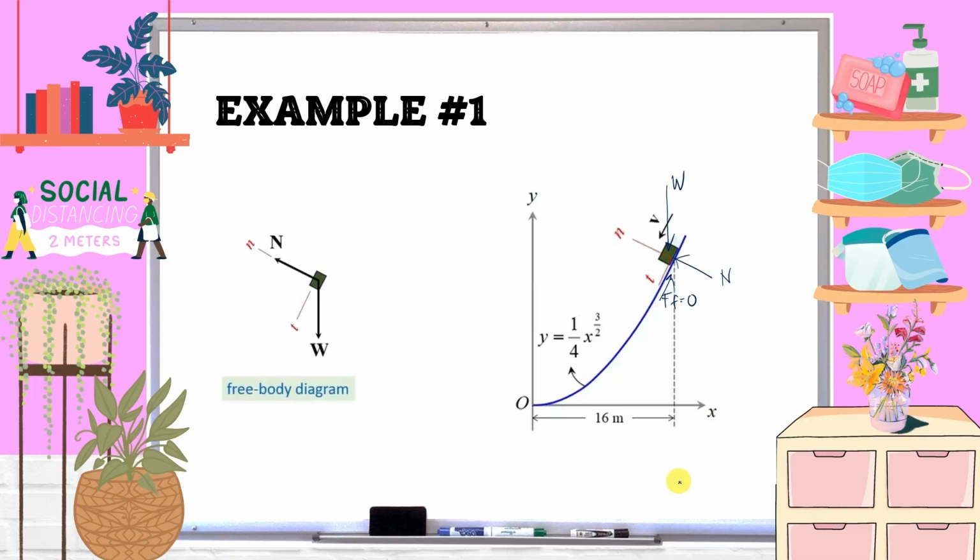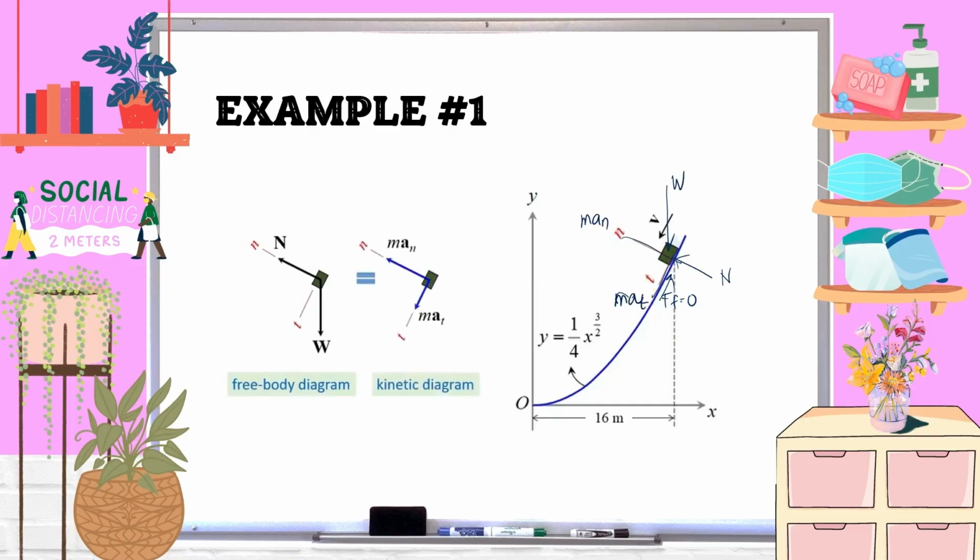That will be creating the kinetic diagram. The kinetic diagram will now move along the tangential and normal direction. So this will have mass times acceleration along the normal axis and mass times acceleration along the tangential axis. So that will be our kinetic diagram. Since we now have all the representations, we can now solve the given problem by applying the summation of force along tangential equals mass times acceleration along tangential, and the summation of force along normal equals mass times acceleration along normal. And it states that the summation of force along the binormal will be equated to 0.